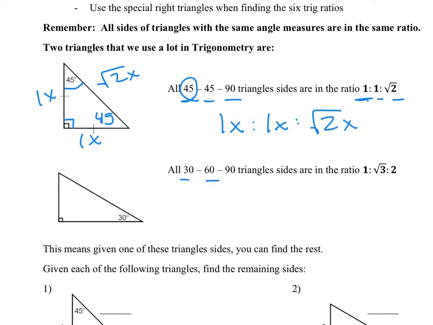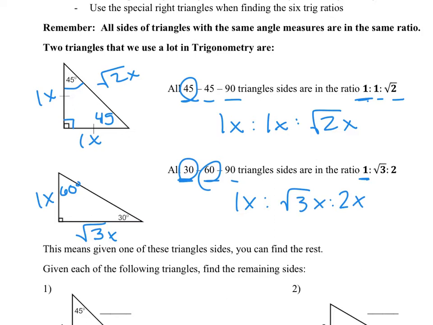The other one is the 30, 60, 90. With the 30, 60, 90 right triangle, the 1x, the radical 3x, and the 2x, the 1x is opposite the 30, so smallest, smallest. They go together, so this is the 1x. This angle right here is 60, for the same reason: all the angles of a triangle add up to 180. The side opposite that is radical 3x, and the side opposite the 90-degree angle is the 2x.